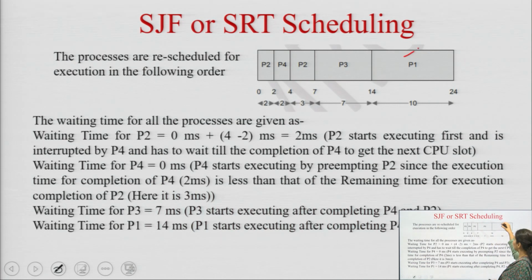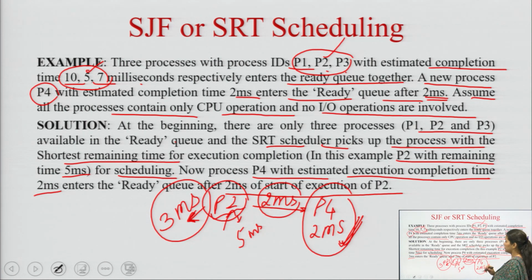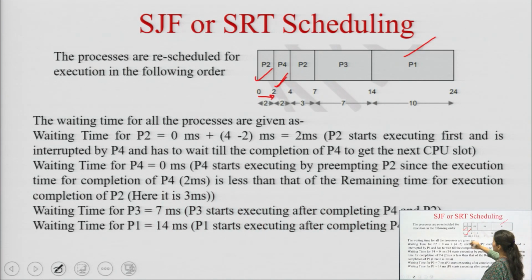So, this is a new execution order. P2 first entered the execution order. After 2 milliseconds of execution, P4 entered. Now, P4 is given priority as I already explained here. Now, when P4 executes, it will again take 2 milliseconds because this is the overall execution time. Now, after that the task with the shortest execution time will be selected.